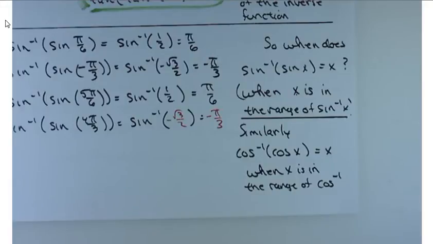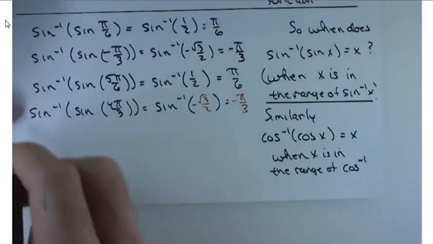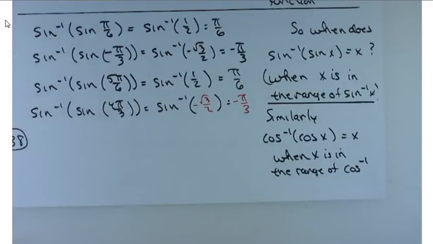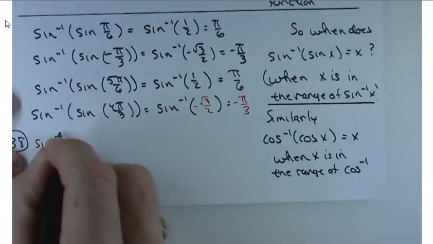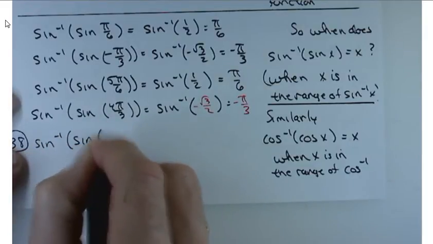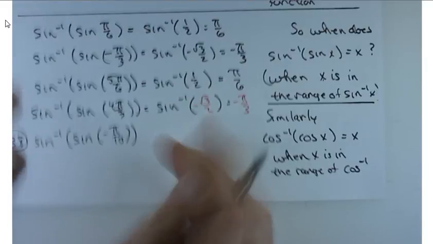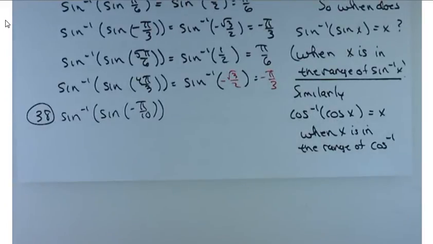Okay, great case out in the audience. Let's take a look at a couple in the book, starting with problem number 38. It's on page 192. This is all the same stuff. Sine inverse of the sine of negative pi over 10. How would that simplify? Am I going to get the nice simplification that I hope, or not?